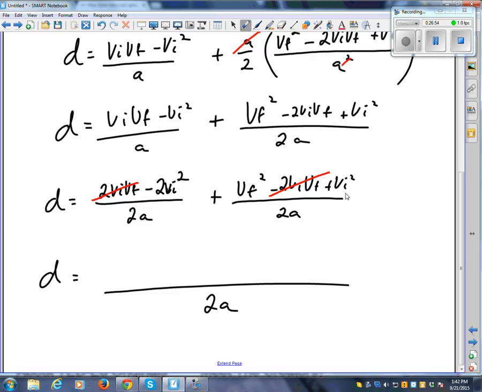Okay, what about the VF squared? It's got nothing to go with, right? Are you like me, or do you like the first term being positive? Okay, most people do. So I'm going to put the VF squared, the positive one out front, and then I'm going to have, well, look at that. That's pretty simple, isn't it? I made that big long line for nothing.